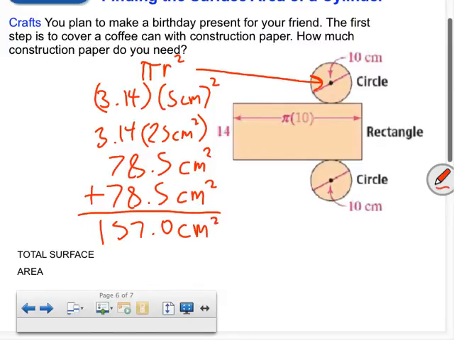But we're missing one area, right? What area are we missing? The rectangle. And how do I find the area of this rectangle? The area equals the base times the height, right? And then they give me the height, right? What's the height? 14. And they're giving me the length of my rectangle, right?